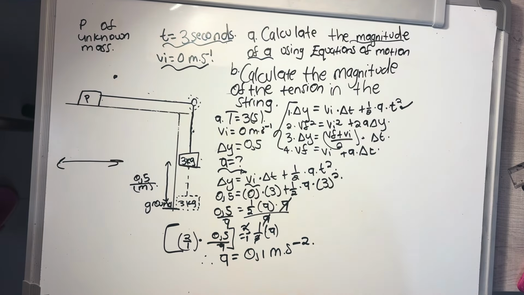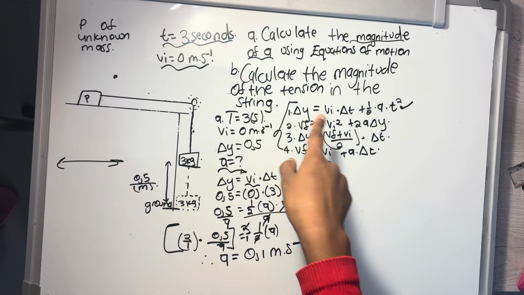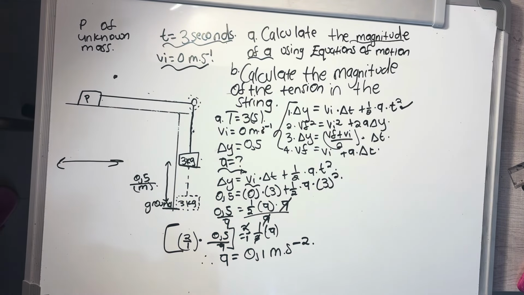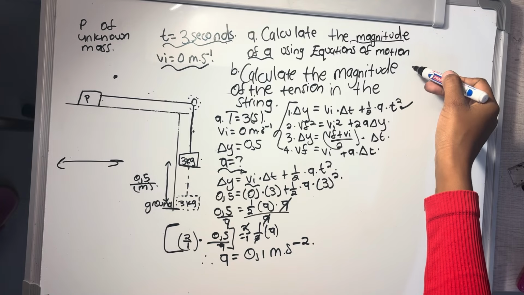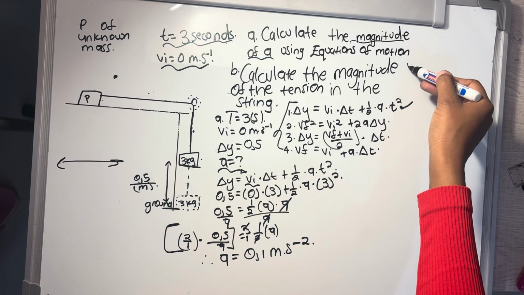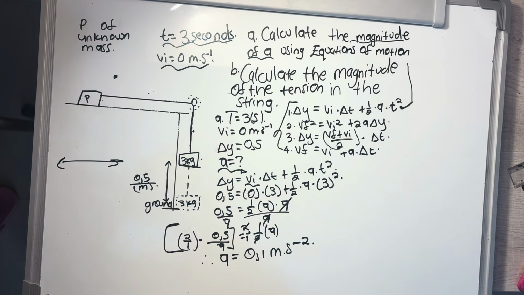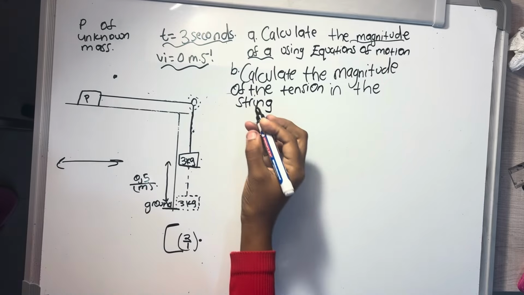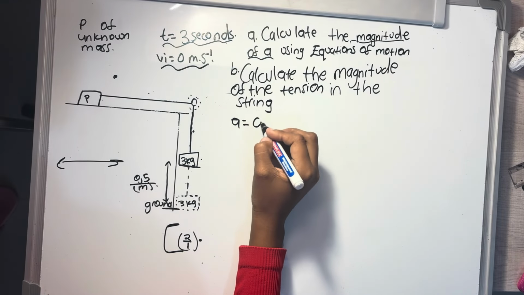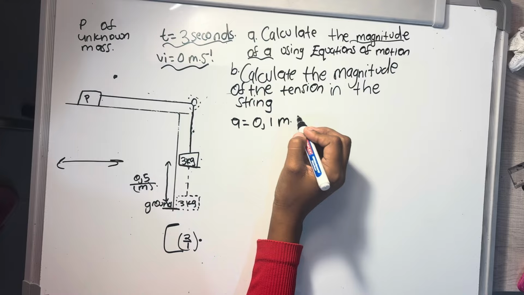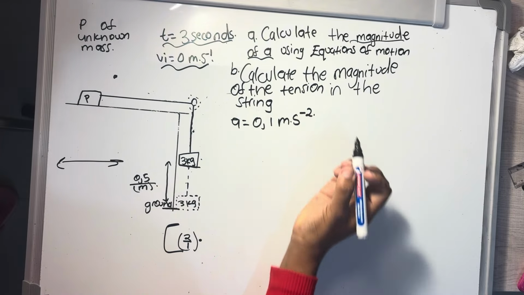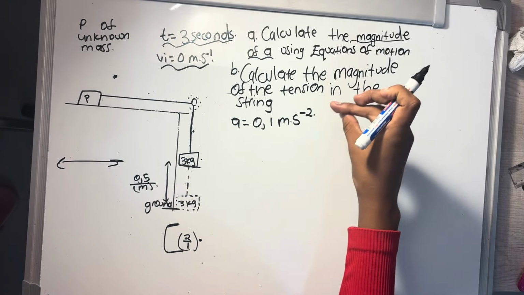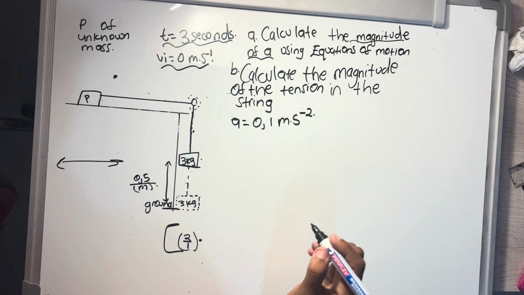So for B, what are they saying? For B, I think I'll be able to write it here. Or should I give you a minute to just internalize everything? Because I'm going to erase it now so we can have space. Okay, remember from the previous question, we got our a to be 0.1. Now they're saying calculate the magnitude of the tension in the string, right?